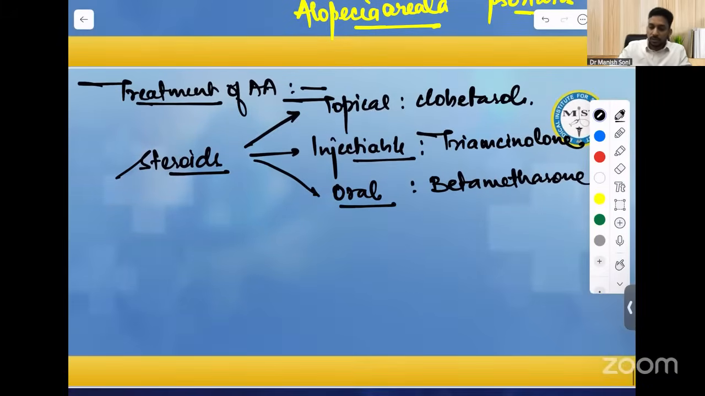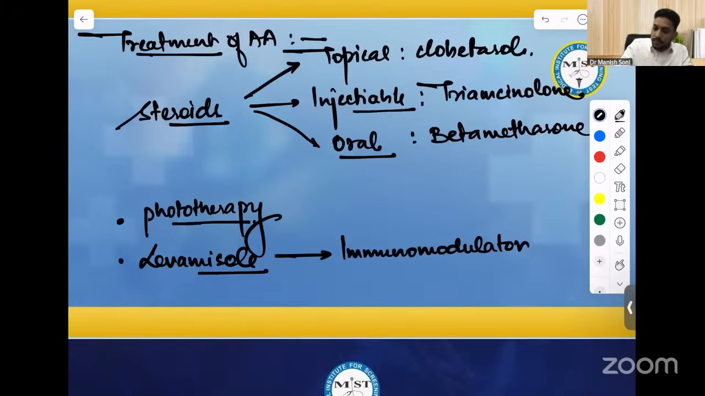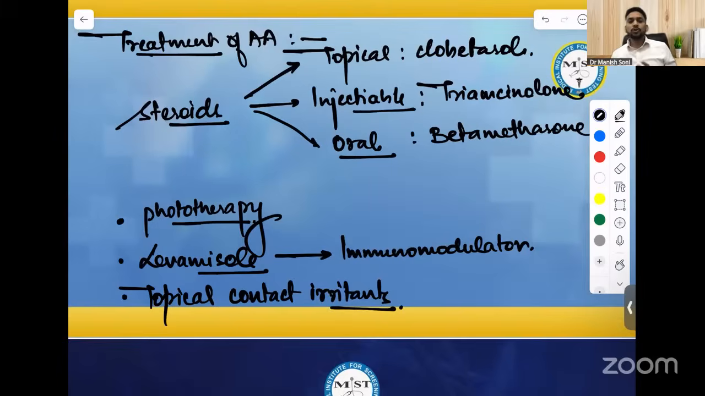Other than steroids, you can use phototherapy, drugs like levamisole, which is an immunomodulator. You can also use topical contact irritants. They are not very commonly used, but they have a role.